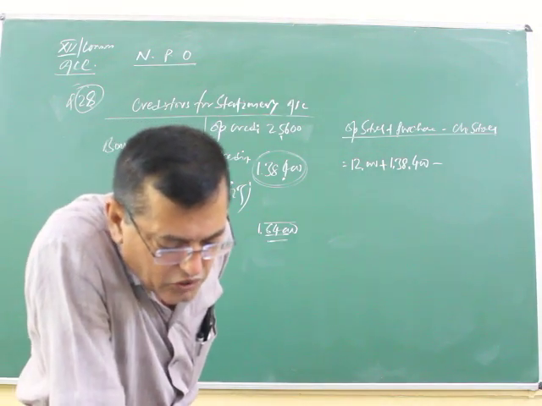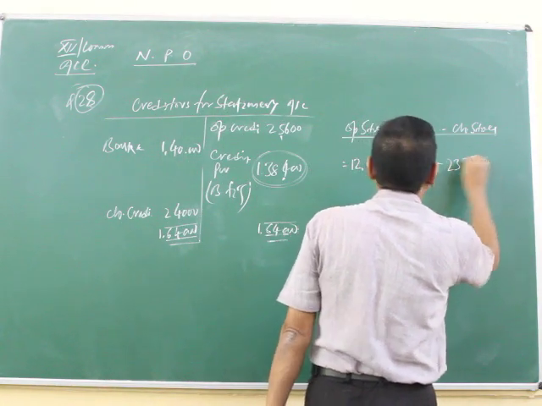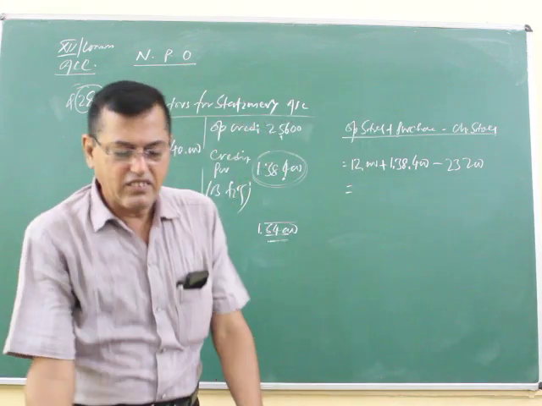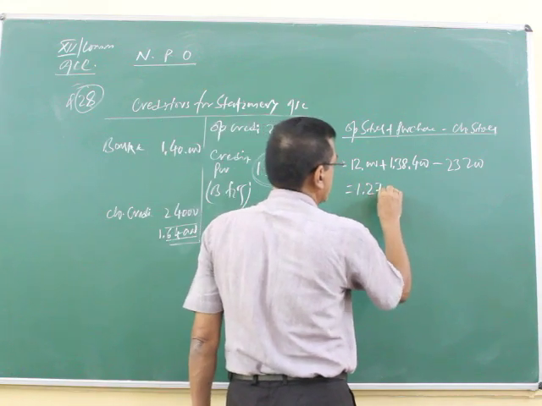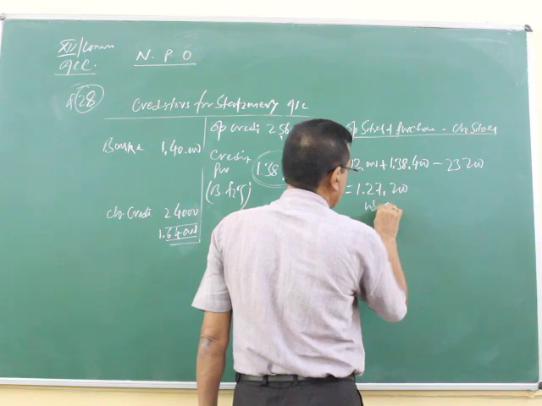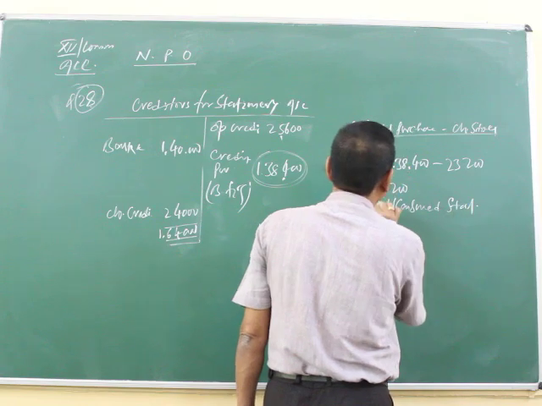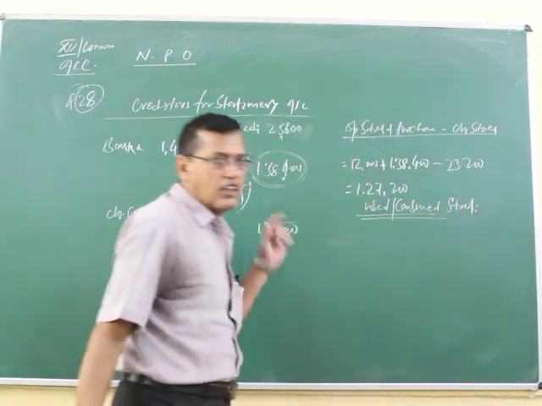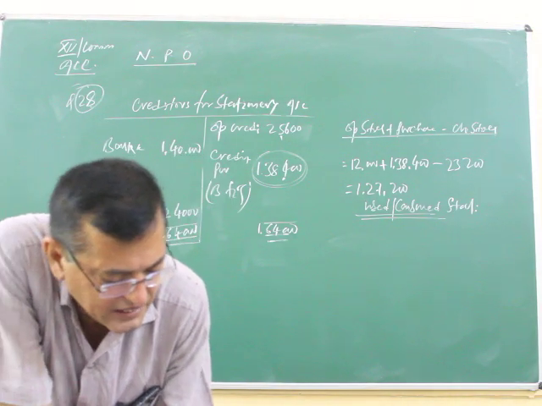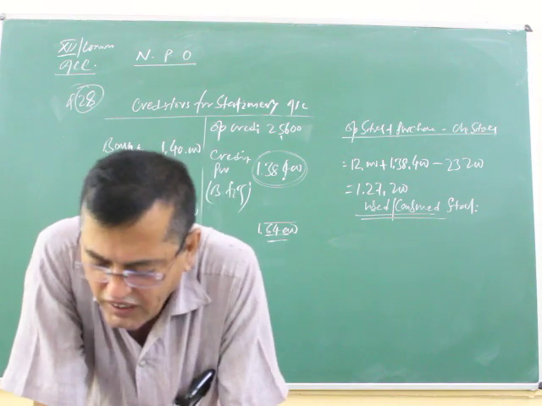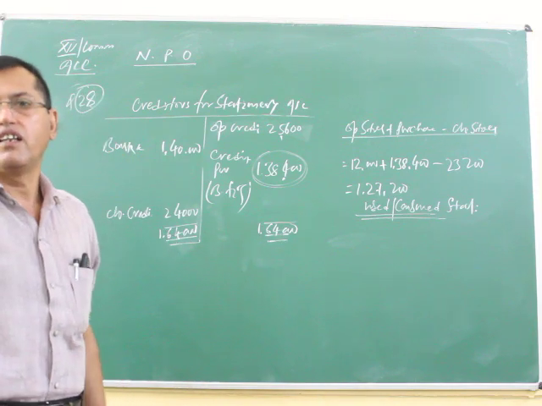See all of you. 23,200. Here you will get the stationery consumed, 1,27,200. Used stationery, or you can say consumed stationery. Whatever you want to write, used stationery as well as consumed stationery. Understood? After 28, I have selected question number 29. Okay. Now I am coming to question number 29.